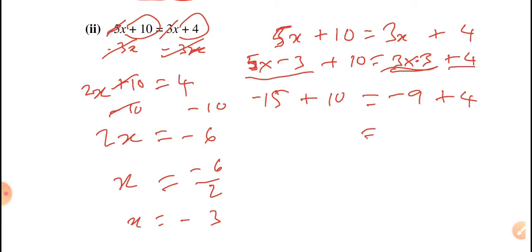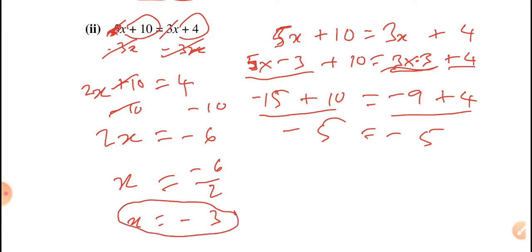Try not to cover it up too much like that, because then you can't see what number was there before. So what's minus 9 add 4? It's minus 5, and what's minus 15 add 10 is also minus 5. So therefore we know that our answer is correct. x is indeed equal to minus 3.